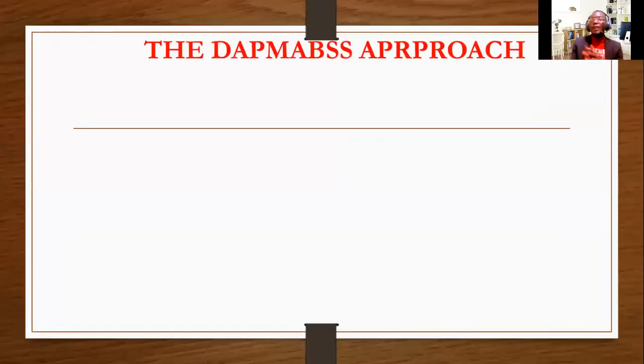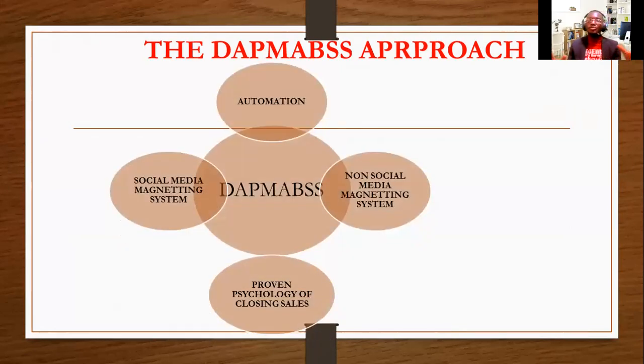Now, what is our approach in getting this right target audience that we are talking about so that you can drive sales to your funnels? With an unending stream. The Dappmabbs structure actually stands on 4 major pillars. The number 1 pillar is what we call the social media magnetic system. Social media magnetism.